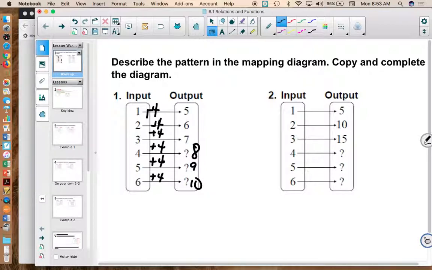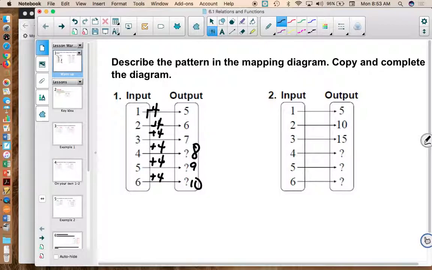Okay, that works. For every input, I get exactly 1 output. There's no other answer. 1 plus 4 is always going to be 5. 6 plus 4 is always going to be 10, so it's exactly 1 input and 1 output. Nothing weird about that. You agree? Yep.